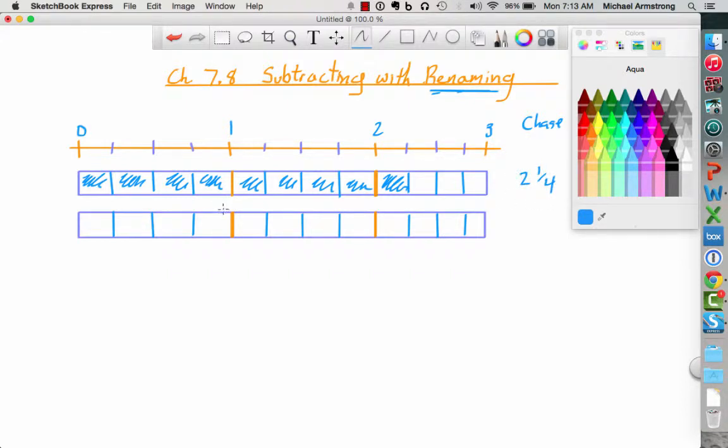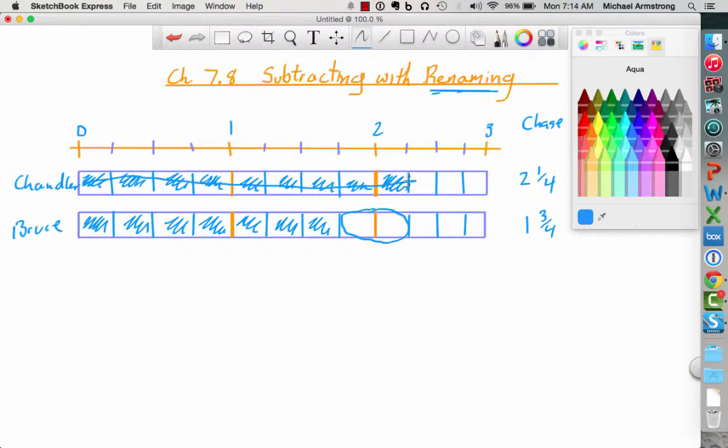And then the third person, Bruce, rode for 1 3/4. Let's go ahead and write that in. So 1 is all the way over there, and 3/4 would be 3 of the next one. We're looking for the difference. The question says, how much longer did Chandler ride her bike than did Bruce? So this is Chandler, and this is Bruce.